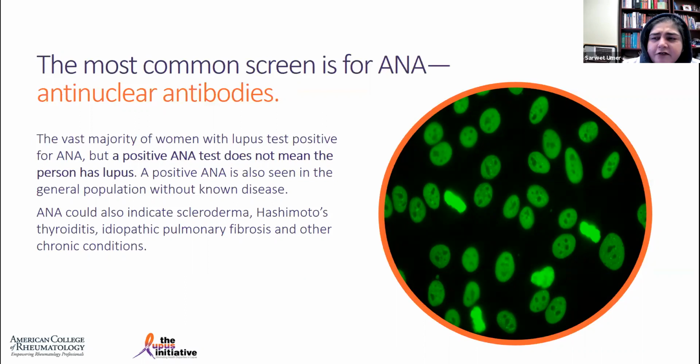So the most common screen we do for lupus is anti-nuclear antibody. And 95% of lupus patients are ANA positive, but rheumatologists get a lot of referrals for positive ANA, and we look at the patient and they do not have any signs and symptoms suggestive of lupus. So we want to remember that ANA can be positive in somewhere between 8 to 10% of the healthy population. It can be positive with viral infections. Also, ANA can be positive in scleroderma, Hashimoto's thyroiditis, idiopathic pulmonary fibrosis, and other chronic conditions.